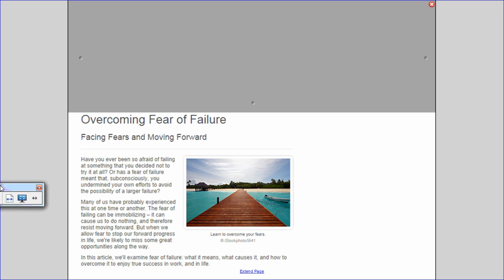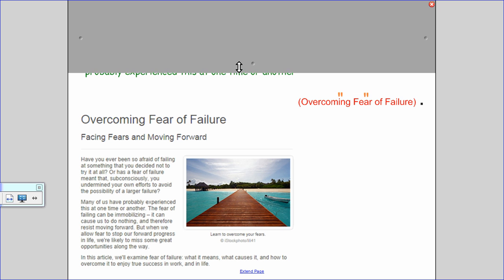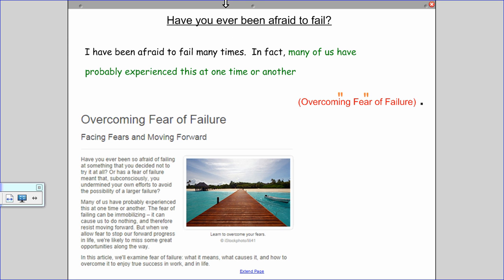Let's take a look at this. This is an article called Overcoming Fear of Failure, Facing Fears and Moving Forward. This article is about being afraid to fail at something and maybe not even trying at all because of that. After reading the article, a teacher may ask you to respond to that article by answering a question. So here's the question. Have you ever been afraid to fail? We're going to be doing this in class.